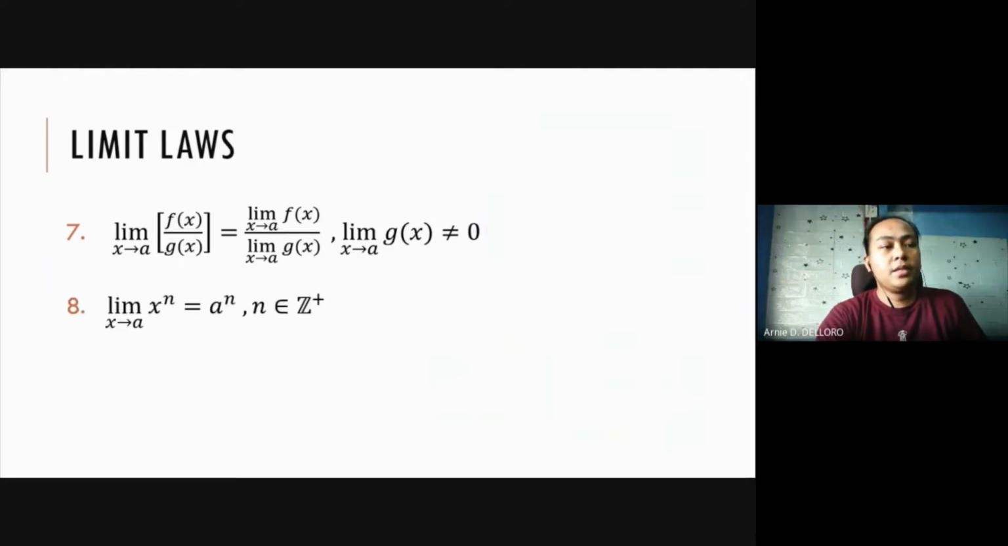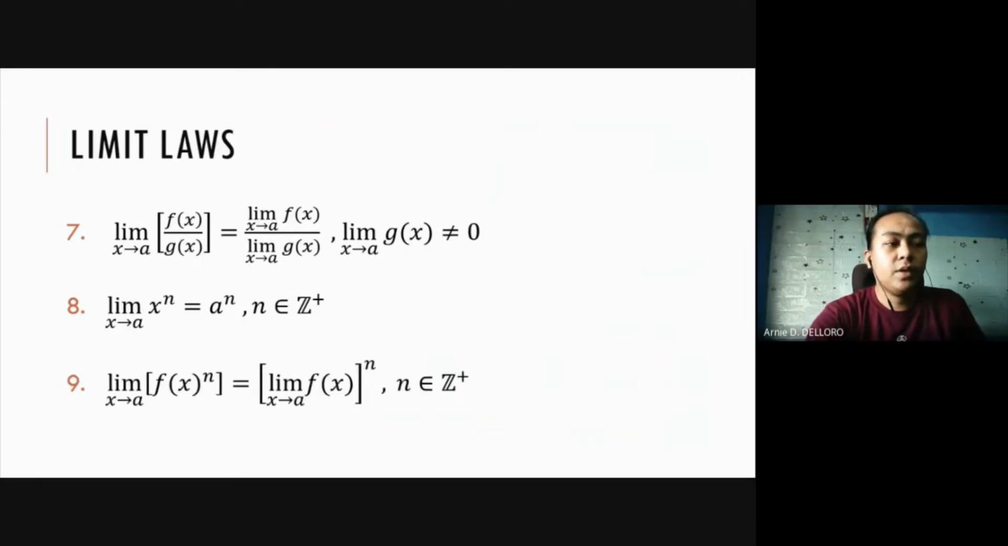Next is the limit of the nth power of a function. So we have the limit of x raised to n as x approaches a is equal to a raised to n, provided that n is an element of the positive integers. Then we have the limit of f of x raised to n as x approaches a is equal to the limit of f of x as x approaches a, raised to n, with the given condition that n is a positive integer.